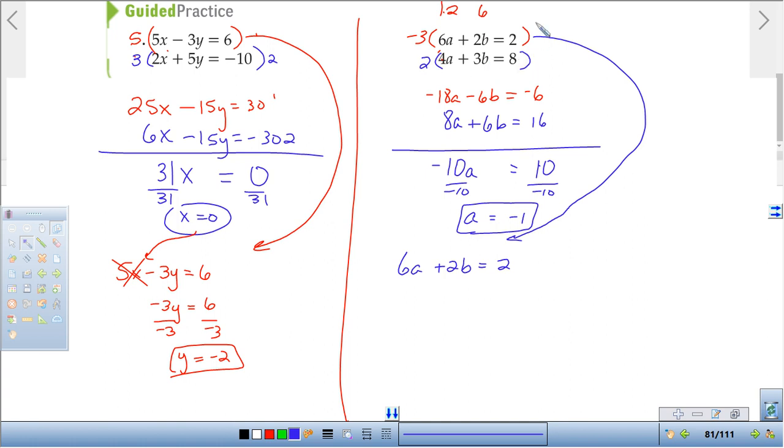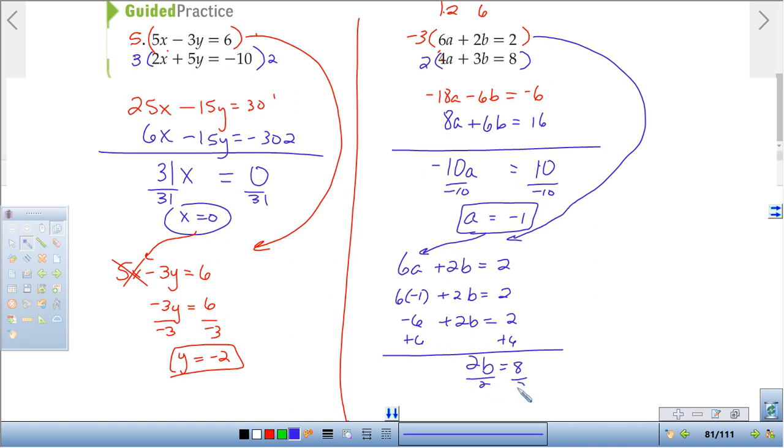I can plug it into the second one. I'll plug it in right here. I have 6 times negative 1 plus 2b is equal to 2. Negative 6 plus 2b is equal to 2. Add 6, 2b is equal to 8. Divide by 2, divide by 2, b is equal to 4. All right? Final answer for this one, negative 1, 4. Answer for this one, 0, negative 2.